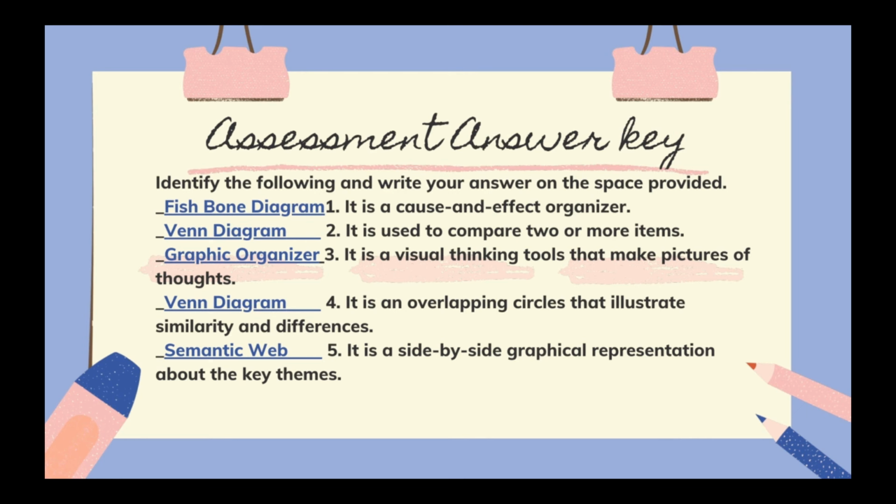Number 3, graphic organizer. It is a visual thinking tool that makes pictures of thoughts. Number 4, Venn diagram. It is overlapping circles that illustrate similarity and differences. Number 5, semantic web. It is a side-by-side graphical representation about the key themes.